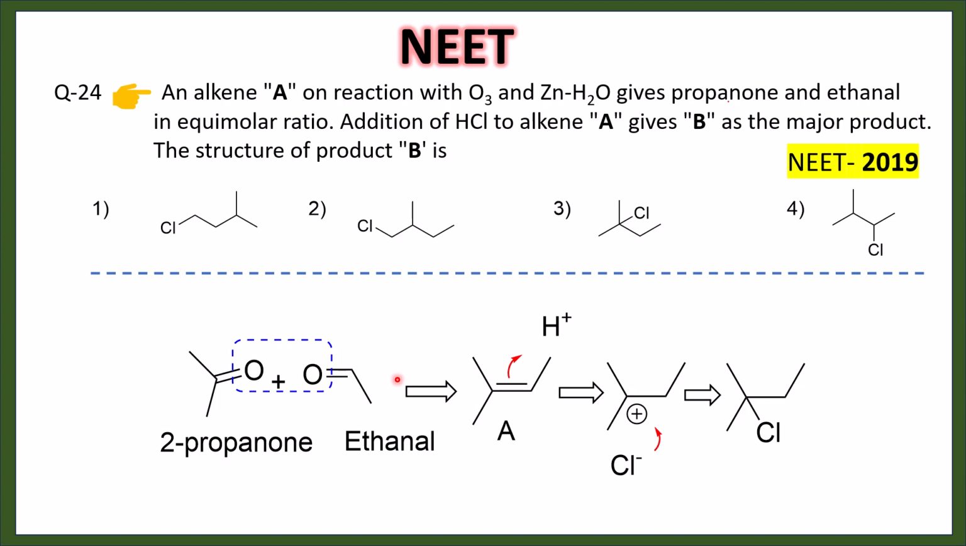If we combine them, we get the alkene, this one, and then the HCl addition happens this way. Protonation gives the most stable carbocation, and then this is the product. So the correct option is this one.